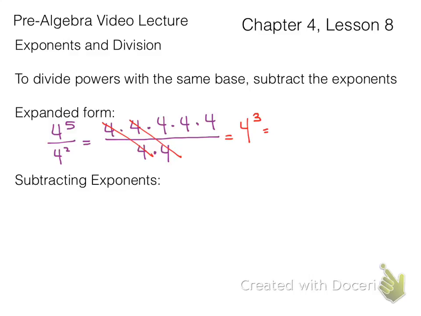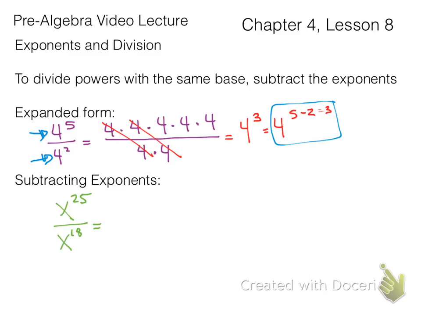Well, guess what? Remember what I said about subtracting? 5 minus 2 is 3. So that's how it works. Basically, this is what you're doing. You're subtracting the exponents when the bases are the same, okay?